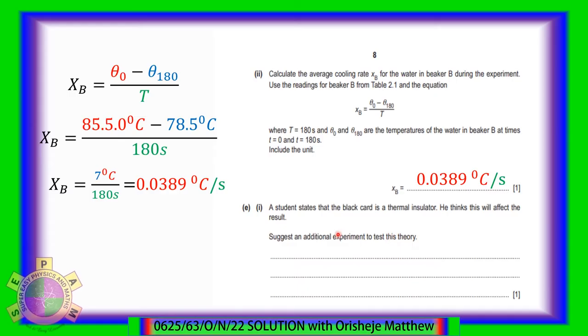So if you want to test that theory, all you need to do is an experiment whereby the card will not be there. You replace it with something else, so you now compare the values. In this case, let's look at the option of painting the container. So you can use containers that are painted. Paint the surface black. If you use a container whose surface is painted black, you can carry out the same experiment again and find what the effect is like.